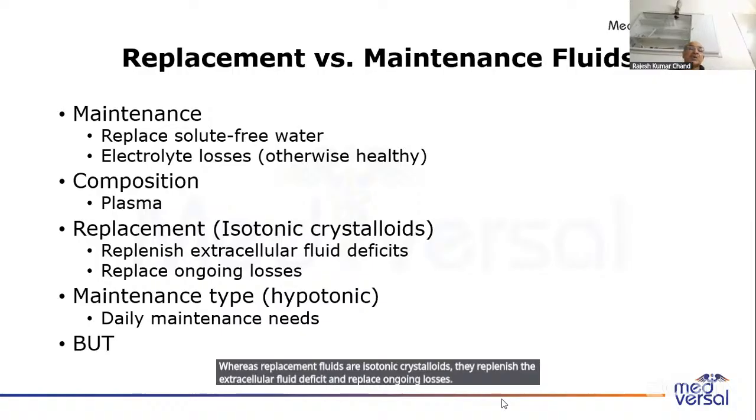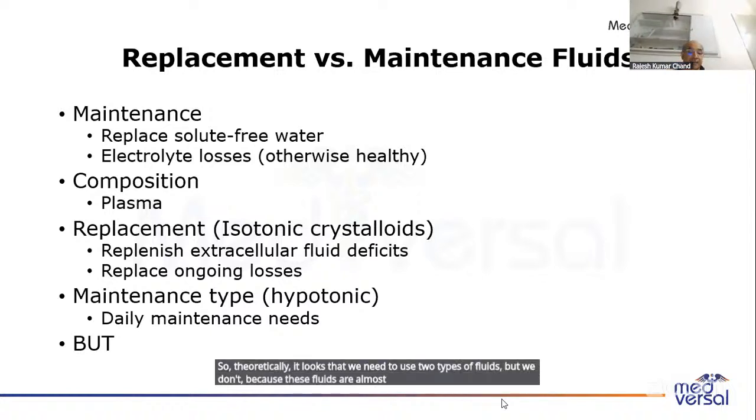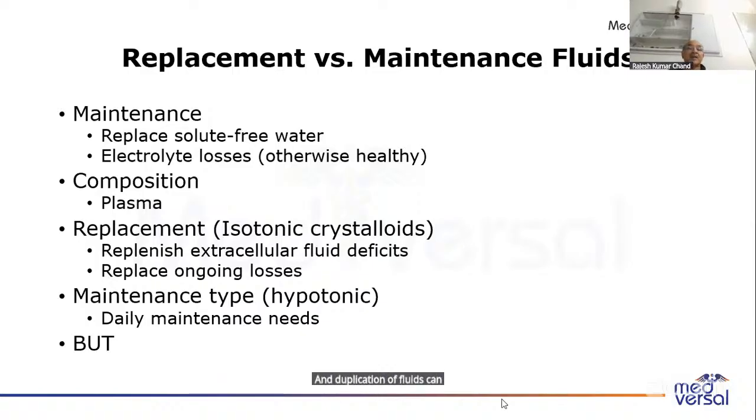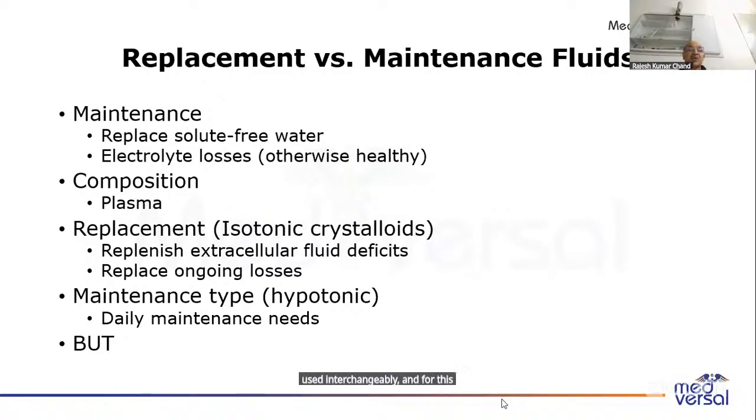So theoretically, it looks like we need to use two types of fluids, but we don't, because these fluids are almost similar. And duplication of fluids can increase complexity and patient cost also. So replacement and maintenance fluids are used interchangeably, and for this purpose, isotonic crystalloids are good enough.